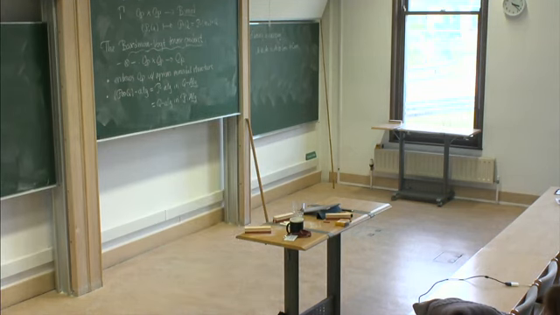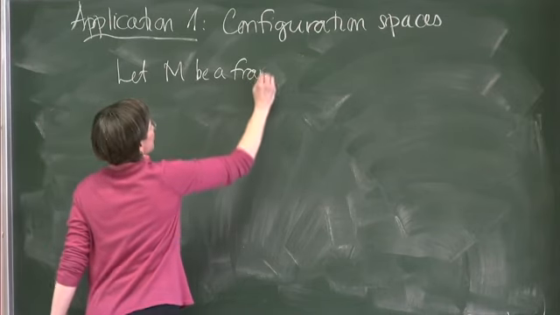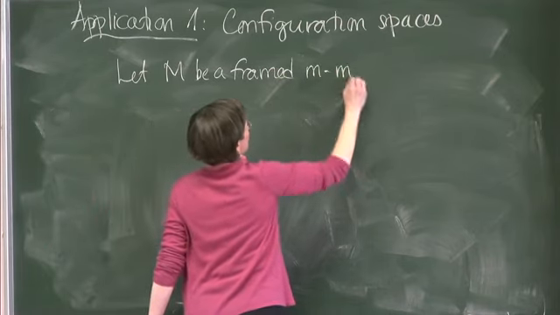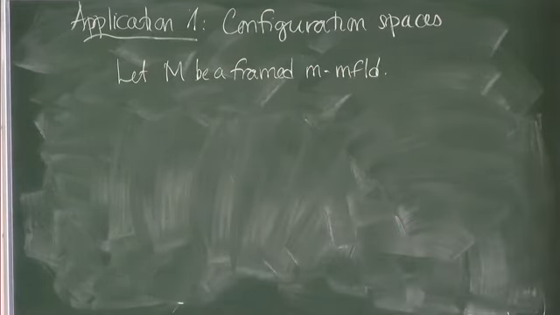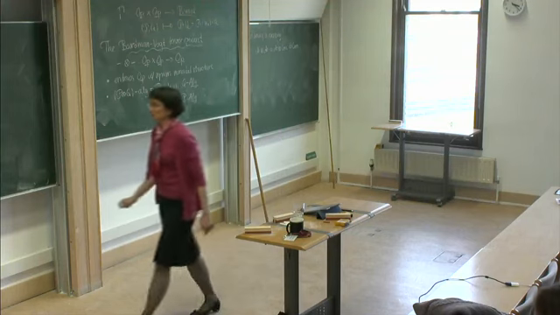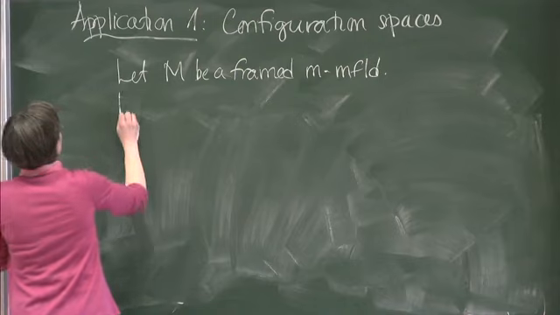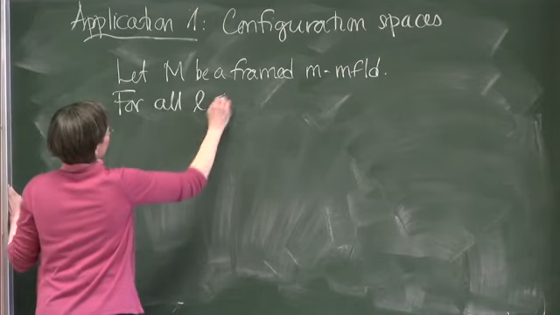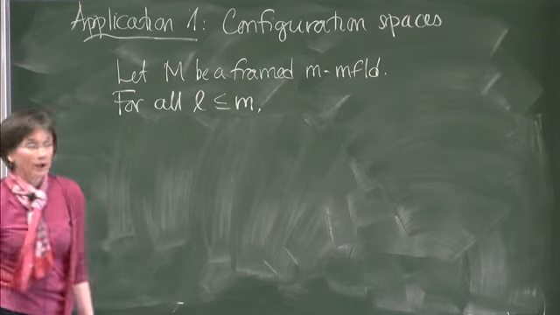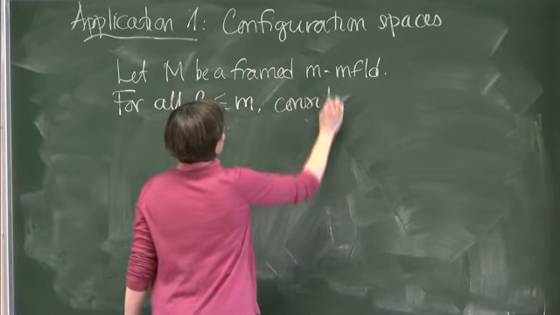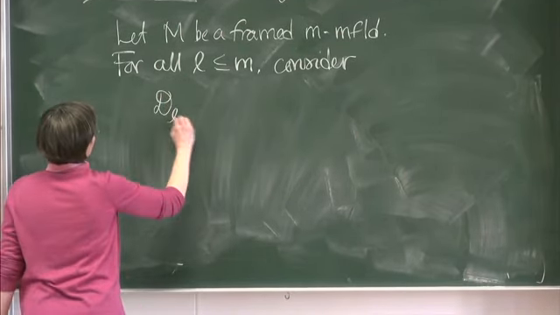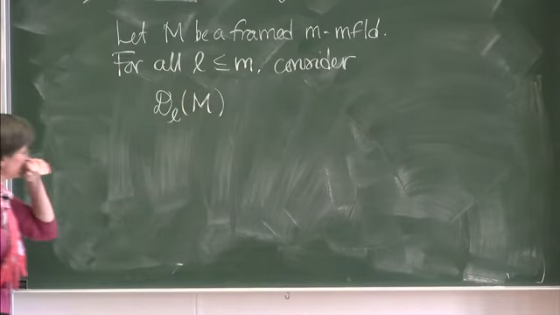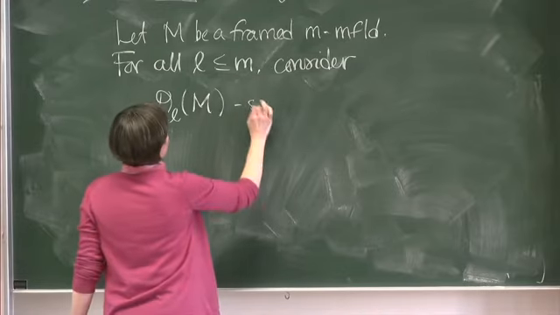So we're going to let M be a framed M manifold. Some trivialization of the tangent bundle. And I'm going to consider the following symmetric sequence. So if I have any L that's less than or equal to M, I want to consider the following symmetric sequence. I'll call it D_L M. So it's a symmetric sequence.